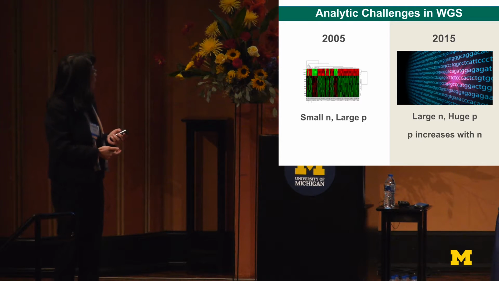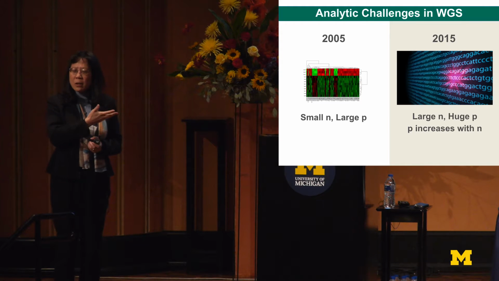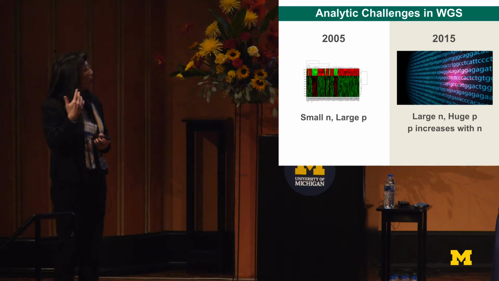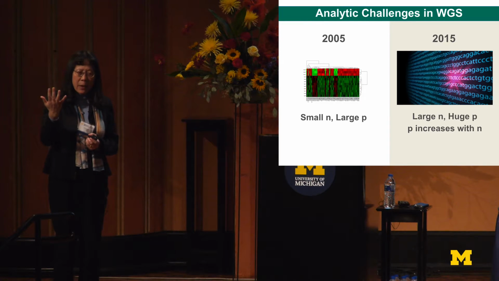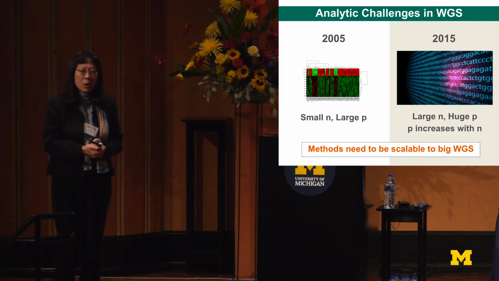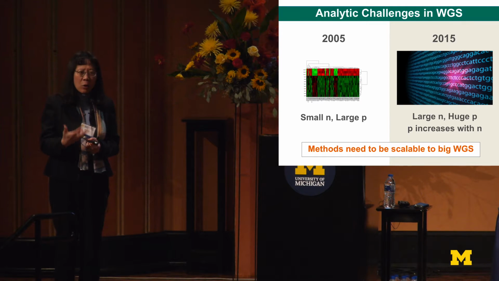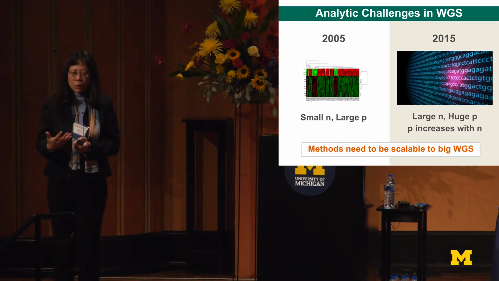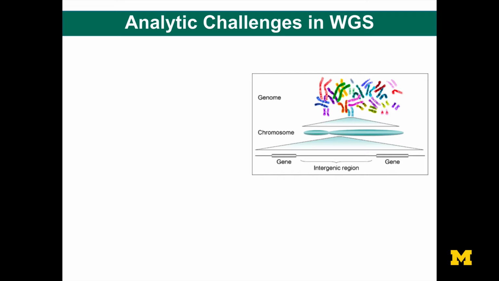Also, when the sample size increases, more and more rare variants will be observed. So this is a perfect example where the number of variables, the number of variants in this case, increases with the sample size. And because of the huge data, in order for a method to be practically applicable, the method has to be scalable and able to handle the analysis of large data.